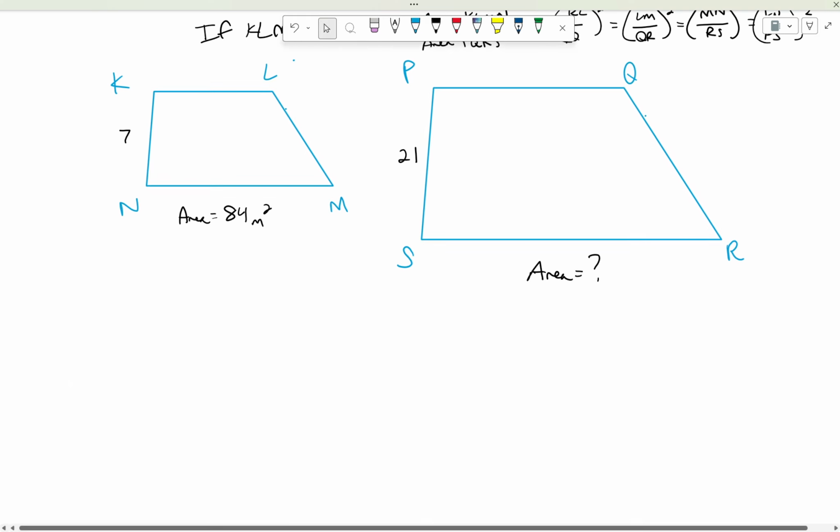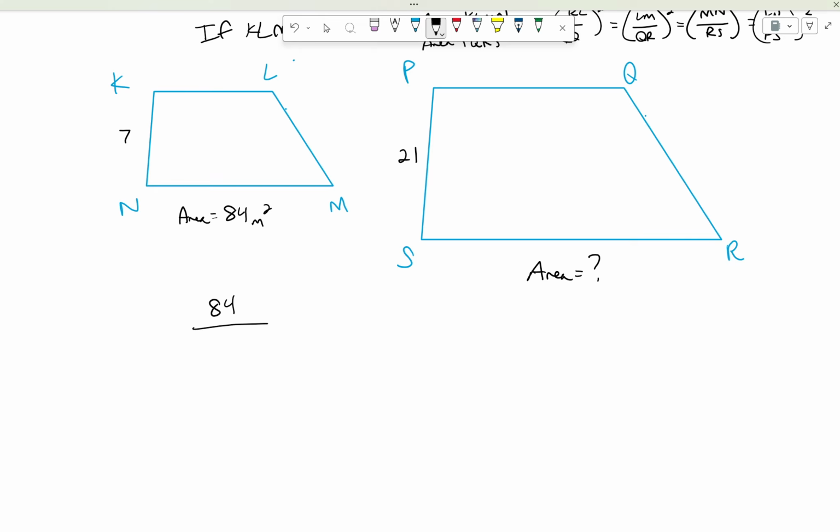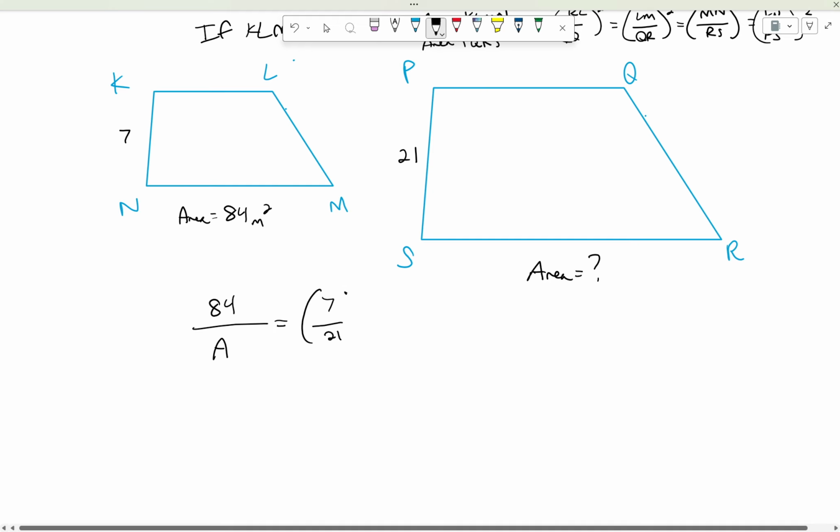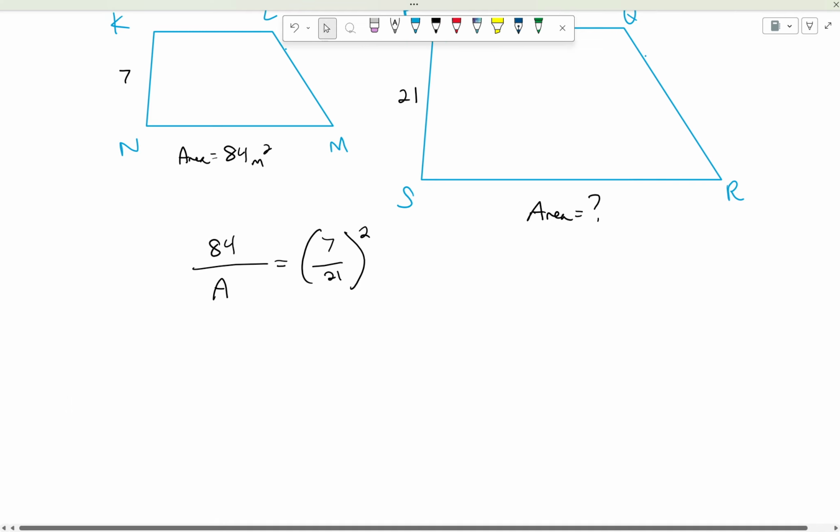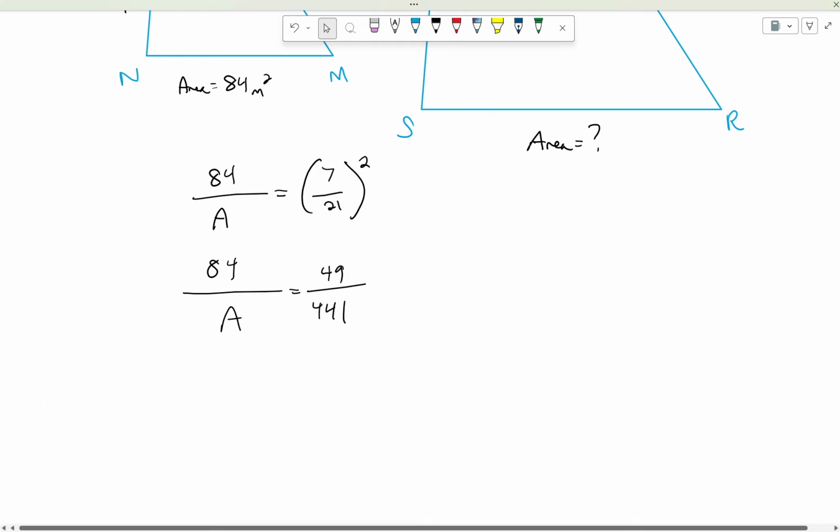So it works like this. It's not just 7 to 21, or 1 to 3, as your scale factor, but it's 1 to 3 squared. So if I go 84 on this side to whatever this area is going to be, the first one is 7 to 21 squared. 7 squared is a very easy problem for the calculator. It's 49. 21 times 21, I know that it's 441, but the calculator for sure knows it. Just click, click, click. Boom, you have 441.